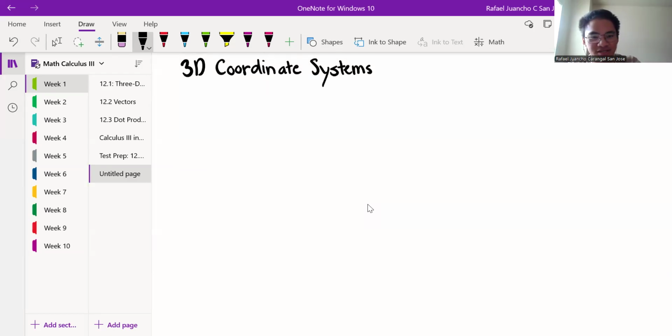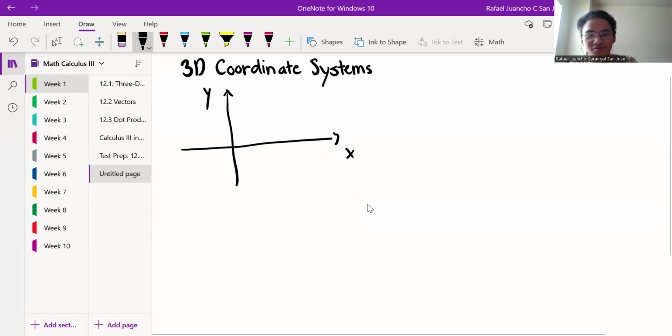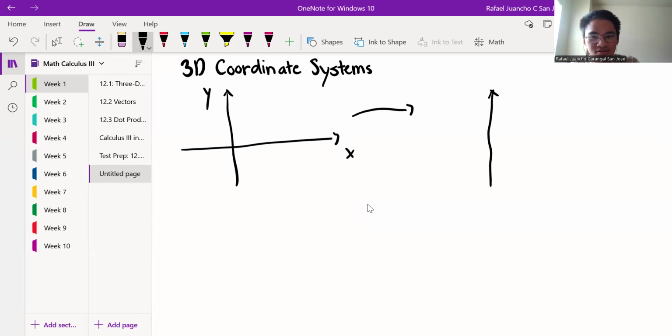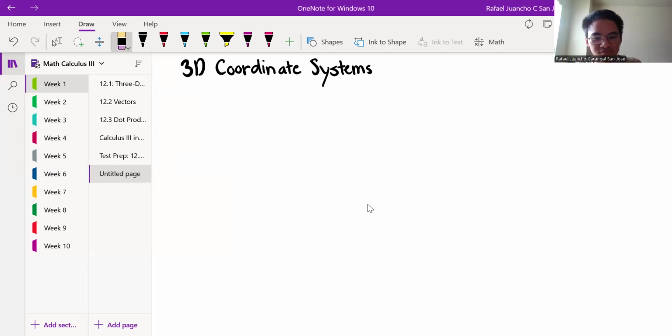Because before we used to think like there's a plane, right? And then we have a Y, we have an X. But now we're going to look at something like this. So we have an X here, we have a Y, and we have a Z. So this is more like 3D-ish, right? So that's what we're going to be doing for the most part.